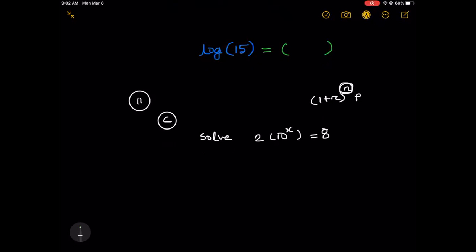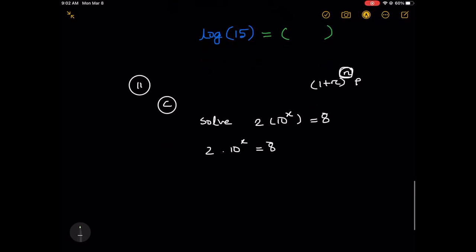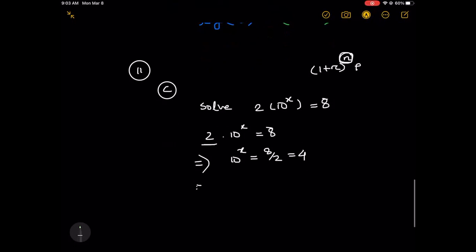Okay, so let's start. 2 times 10 to the x equals 8. You can divide both sides by 2 to get rid of this. So 10 to the x gives us 8 over 2, which is 4. So we have 10 to the x equals 4.